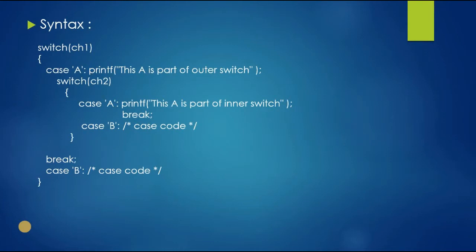This is the syntax for a nested switch statement. Here we are seeing two switch conditions. First is a switch CH1, and inside that we declared a case 1, which is our outer part switch condition, and inside that we declared an inner part switch condition. By seeing a program we will come to know how the switch condition works.